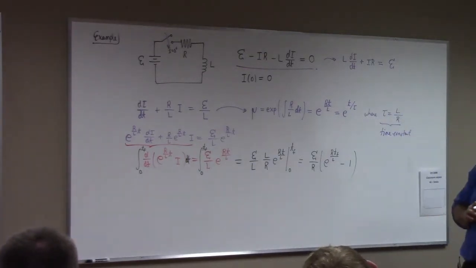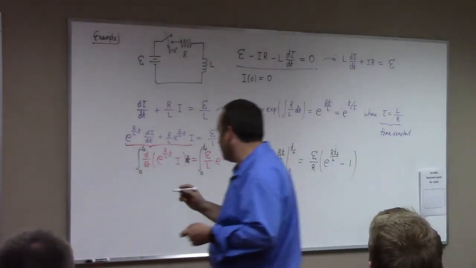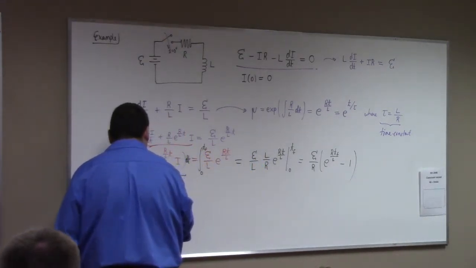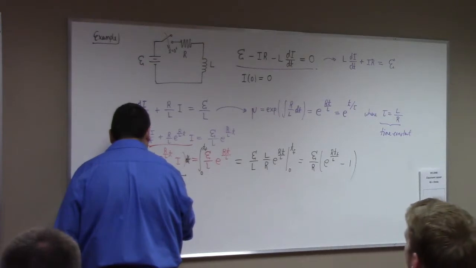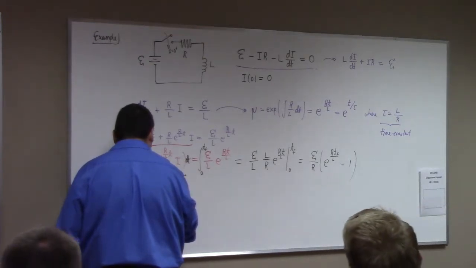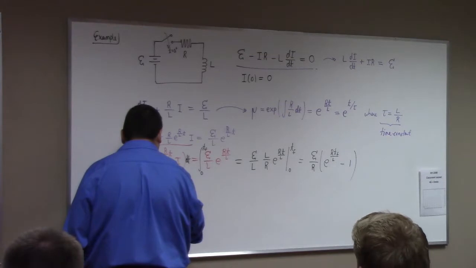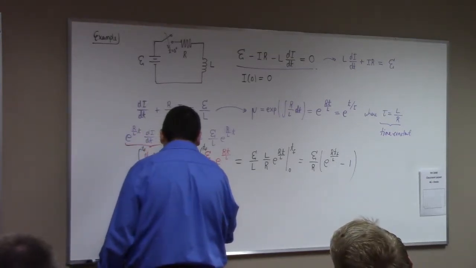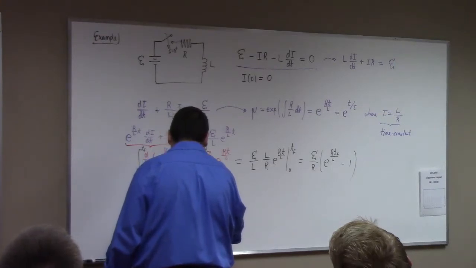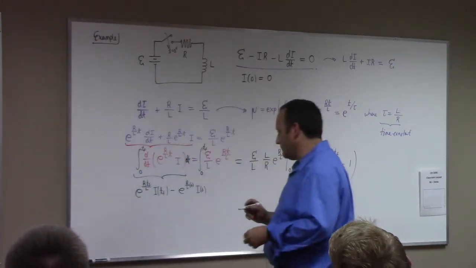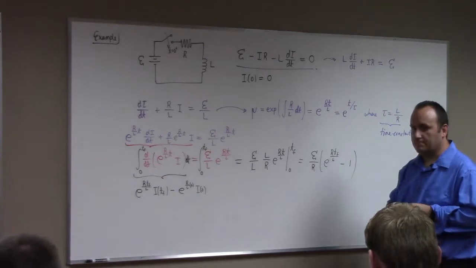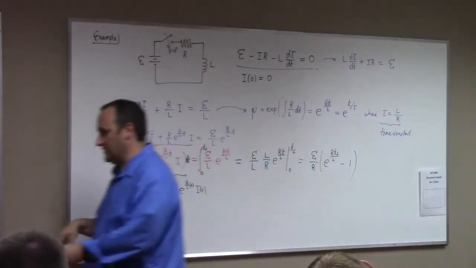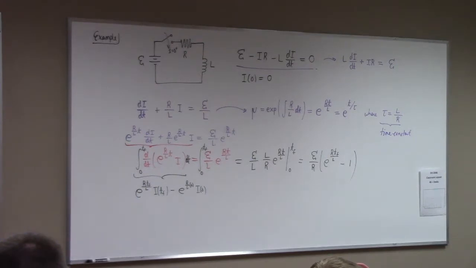And then on the other side, we can use the net change theorem, right? Because we've got e to the R tf over L I of tf, minus e to the R times 0 over L I of 0, by the net change theorem. Now that has to be equal to the integration I just did. But what's I of 0?